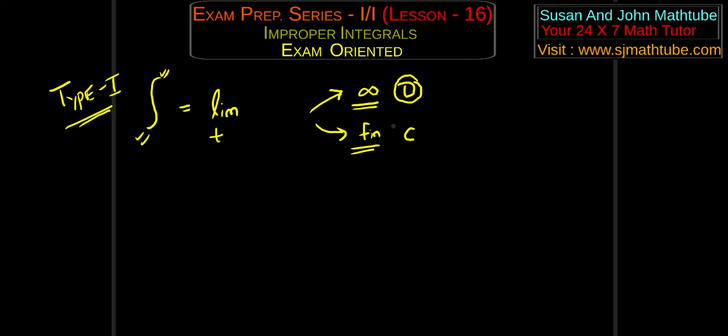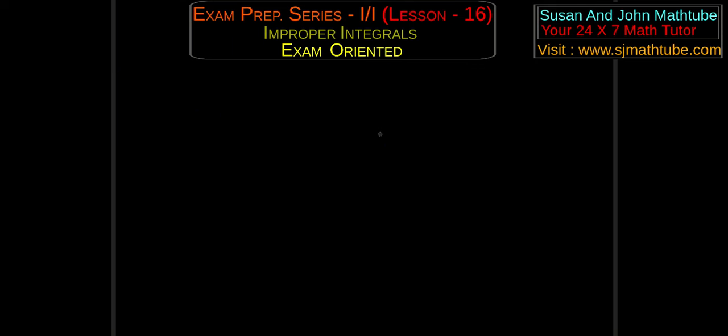Let's start with a problem. So please write, evaluate the improper integral. Integral 2 to infinity dx by x square minus 1. That's it. So we have worked out a lot of questions. So I want you to try this question by yourself.